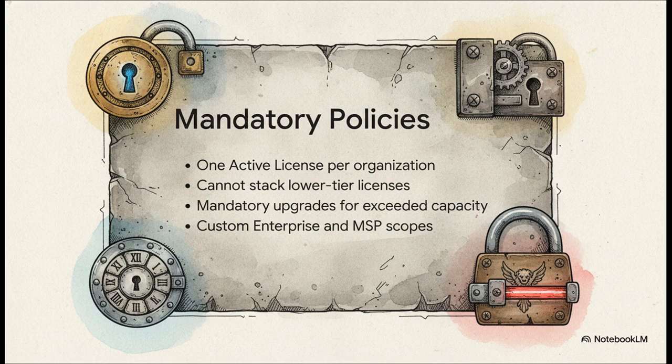First up, 1 active license. Your organization is limited to exactly 1 active Kjer license, period. Second, capacity restrictions. And you guys, this is a big one to remember. You cannot simply stack multiple lower-tier licenses to expand your capacity. It doesn't work that way. Third, mandatory upgrades. If you exceed your current endpoint allocation, you are required to upgrade to the next tier to maintain service continuity. And finally, customization. For enterprise and MSPs, the licensing is entirely custom based on your specific deployment size, infrastructure, and support scope.